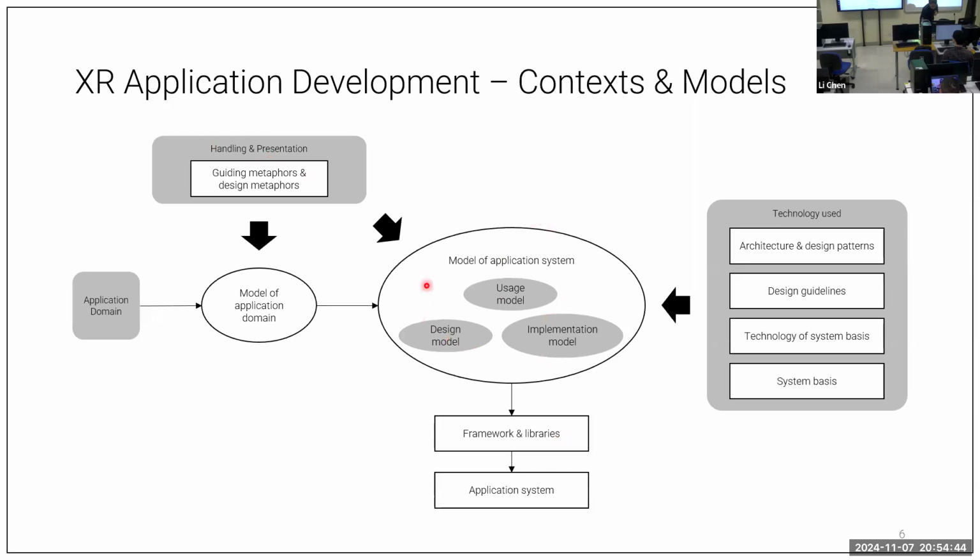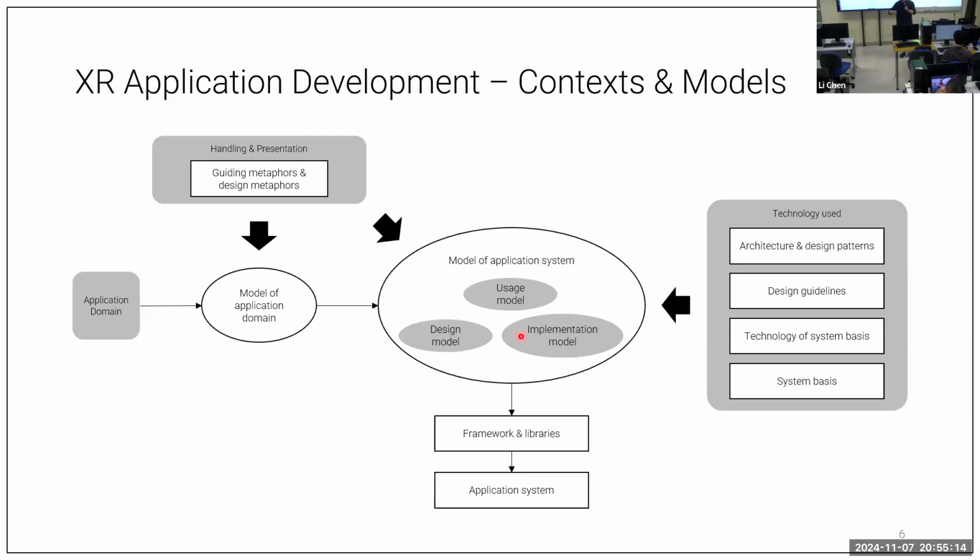And next we progress to, I would say, the core part of doing the design. That is the model of the application system. So it may involve some design models, usage models, implementation models, right? So for example, the usage models could be done if you have already finished your software engineering course and understand UML, Unified Modeling Language. Then you know that maybe I can use some use case diagrams to model the usage model, right?